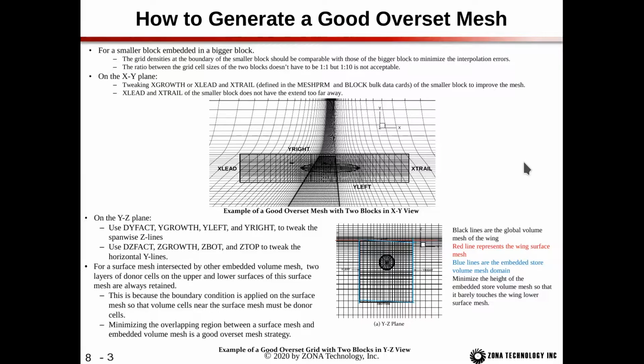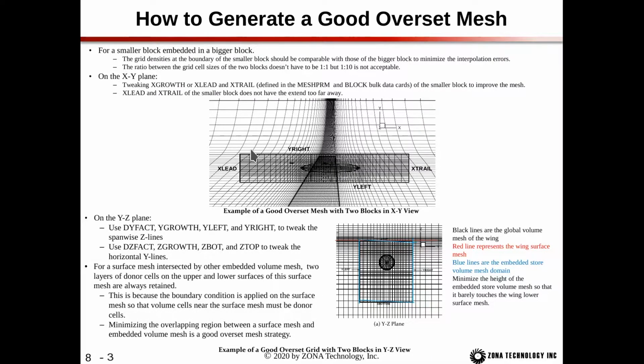And then the X lead and the X trail of the smaller block does not have to be extended too far away from the store. So in this example, our store boundaries are here and here, and you can see that the X lead is out this far ahead. So it's approximately the length of the store here. It extends in front of the nose by the length of the store, and then the aft, the length of the store extended back behind the aft point is where X trail is.